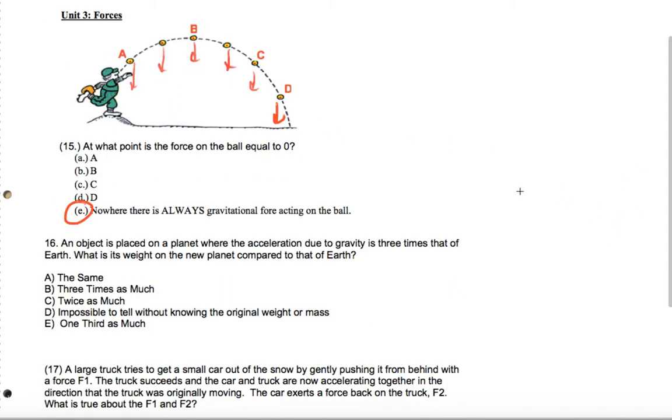Now, an object is placed on a planet where the acceleration due to gravity is 3 times that of Earth. So what's the weight compared to Earth? Well, if the acceleration due to gravity on Earth is 10, on the new planet it's going to be 30. So when I calculate m times g on the new planet, it's clearly going to be 3 times as much.